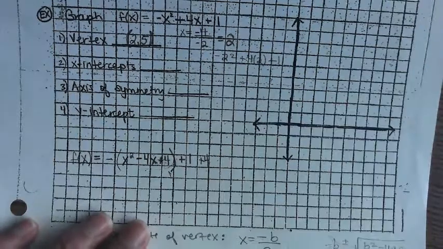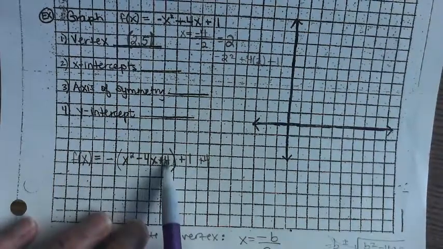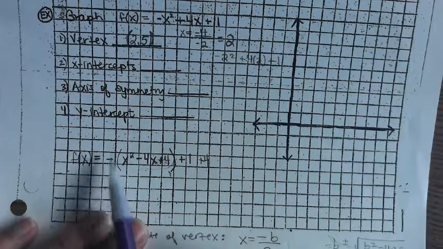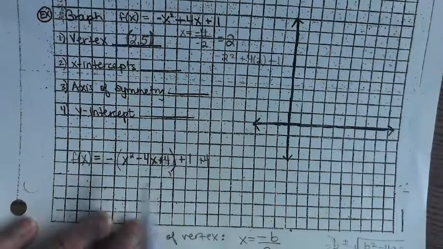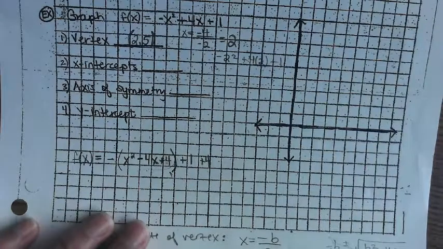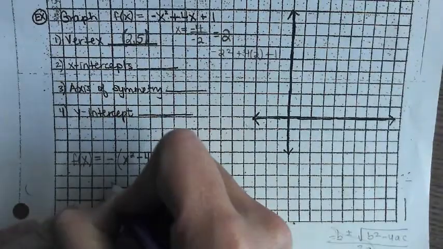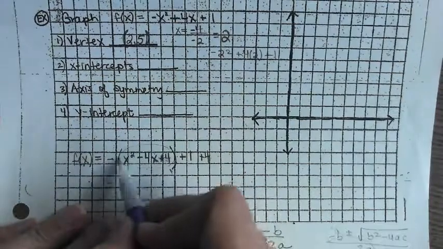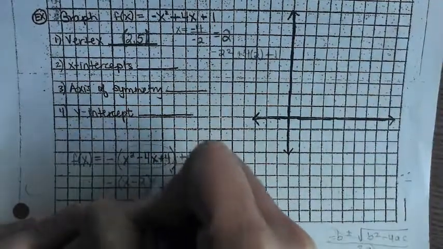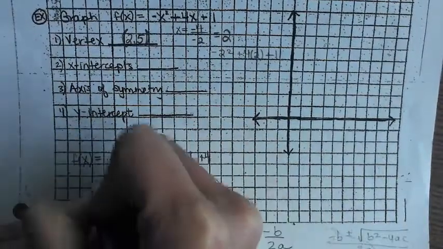So again, I'm changing the appearance, but I don't want to change the value. So the fact that I added 4 in a set of parentheses that had a negative out in front means I really subtracted 4. So to counter that, I have to add 4. Does that make sense? Are there any questions on that? Okay, so now I have my negative. This is going to factor into x minus 2 squared plus 5.